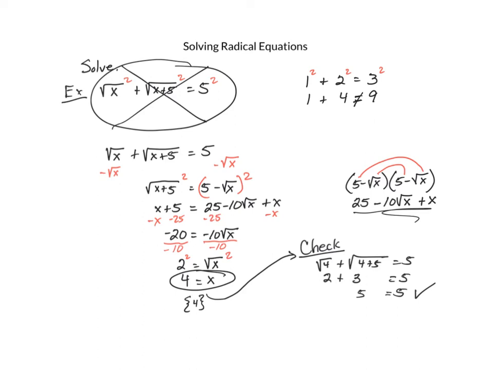Let's practice one more like this where we have 2 radicals in the equation. So our problem will be the square root of 3x plus 7 plus the square root of x plus 2 equals 1. So we have an equation with 2 radicals in it. Remember, we're going to isolate them one at a time. You can choose to isolate either radical you like.